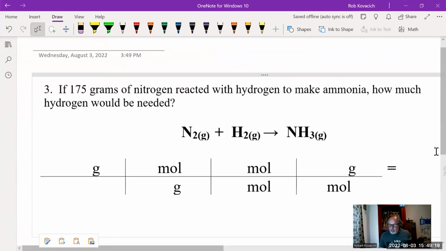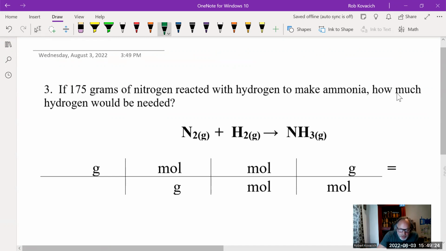All righty, so let's go ahead and do this problem. This was problem number 3 off that worksheet you would find on Moodle. I'm starting with 175 grams of nitrogen. So I've got 175 grams of this, and I want to know how much hydrogen gas I need so that they both run out at the same time.